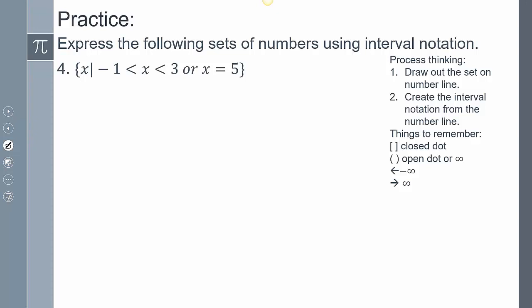Again, let's take a look at this. I want you guys to give this one a shot, and then we will go over it.